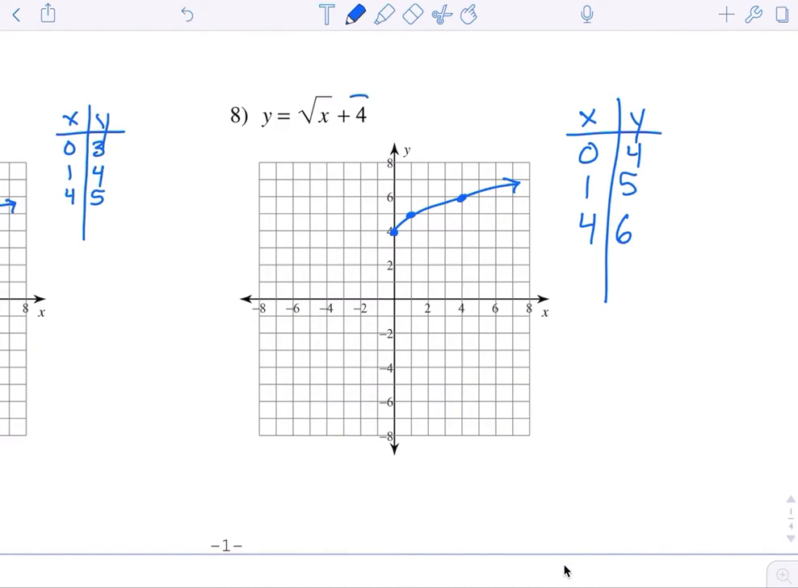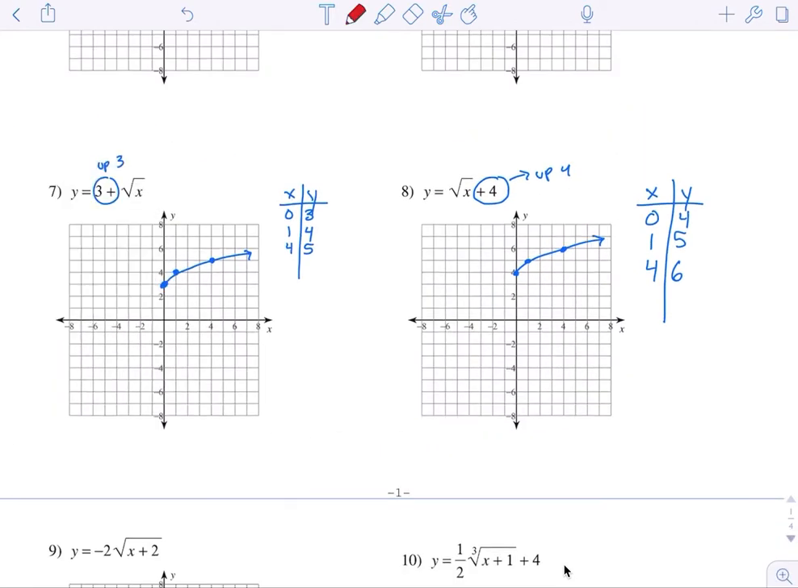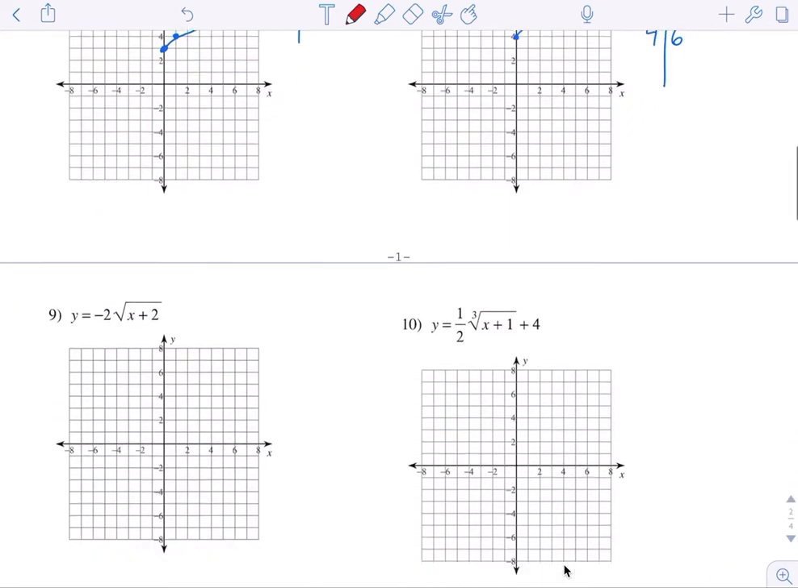And again, you guys can use your knowledge of transformations, right? Because that's up 4. So basically, the parent function, which would have been like right around here, right? That transformation tells me your parent function just moved up 4, which seems to match up with what we graph. So again, use your knowledge of transformations of parent functions in order to test to make sure you guys are doing it correctly.